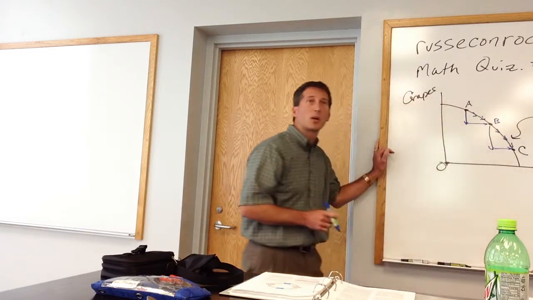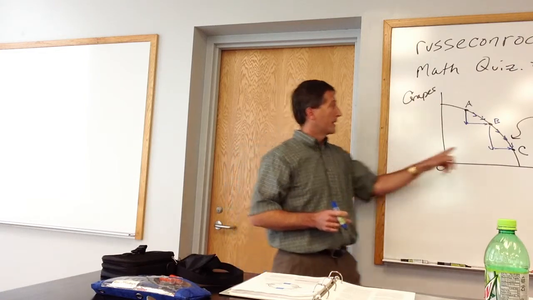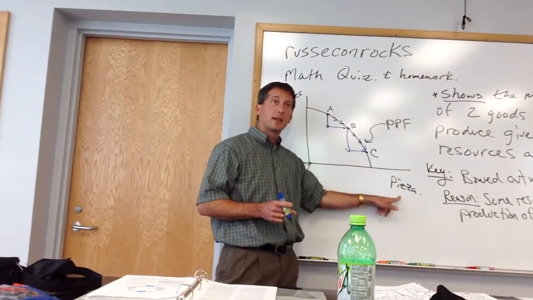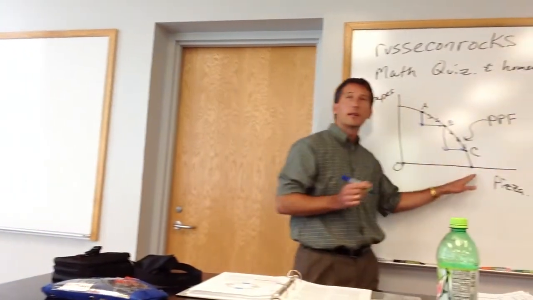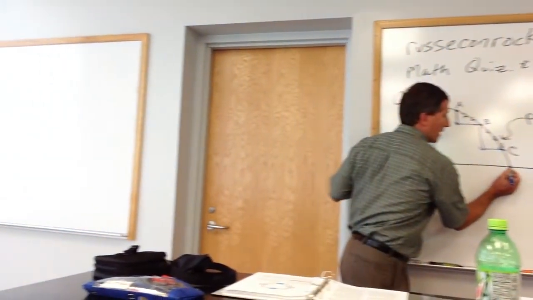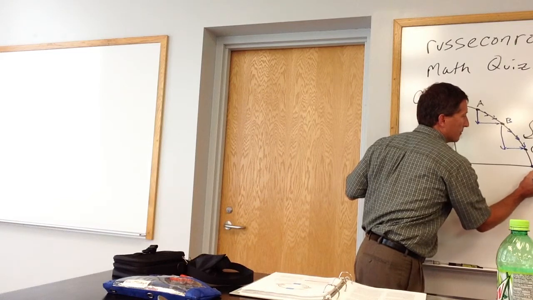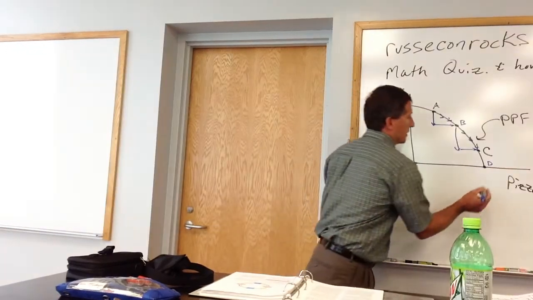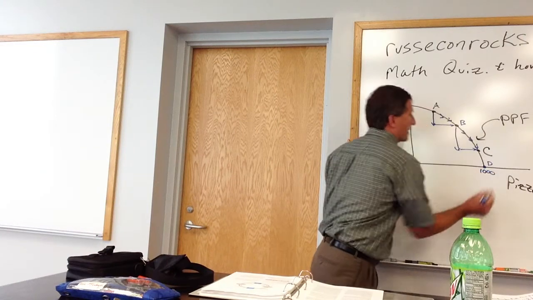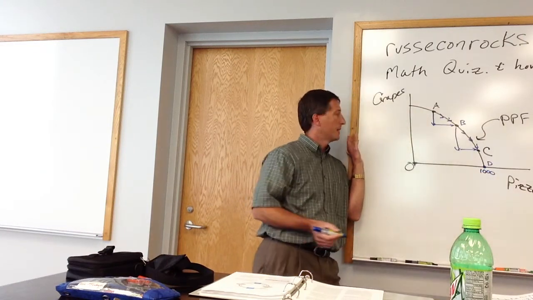In other words, it gets more costly. It gets more costly to produce pizza the closer I get to this point where we have all pizza maxed out. Let's call it point D. So let's just say that there's 1,000 slices of pizza here and 0 grapes.